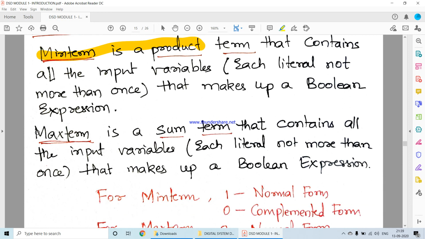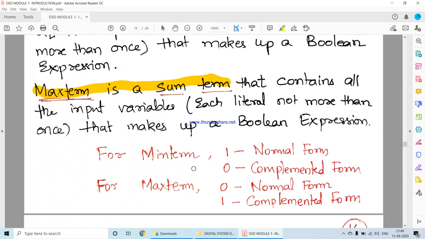Coming to max term, it is a sum term. Min term is a product term, whereas max term is a sum term that contains all the input variables. Now similarly, A plus B doesn't have C. So if it is A plus B plus C, then all three input variables are there, and that is what a max term is. Min term is A into B into C. Max term is A plus B plus C. Keep this in mind. I'll repeat, min term is A into B into C, whereas max term is A plus B plus C. This is just an example which I am telling you.